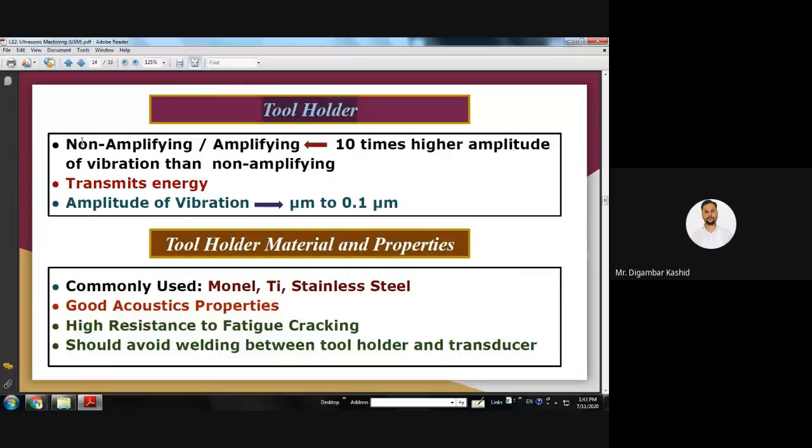One is known as non-amplifying, and another is the amplifying tool holder. In case of this amplifying tool holder, we can get 10 times higher amplitude of vibration as compared to this non-amplifying tool holder. So this type of tool holder can transmit the energy, and the amplitude of vibration can be as high as up to 1 micron.